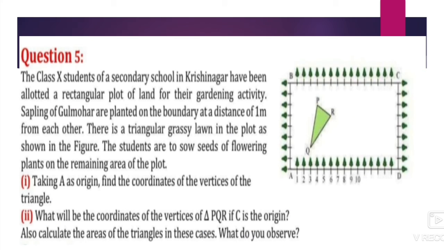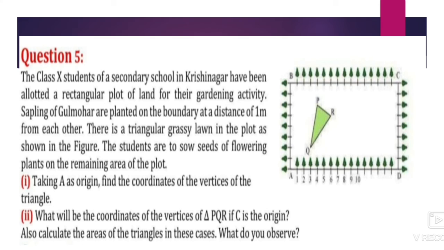Now question number 5. The class 10 students of a secondary school in Krishnanagar have been allotted a rectangular plot of land for their gardening activity. Saplings of Gulmohar are planted on the boundary at a distance of 1 meter from each other. There is a triangular grassy lawn in the plot as shown in the figure. The students are to sow seeds of flowering plants on the remaining area of the plot.